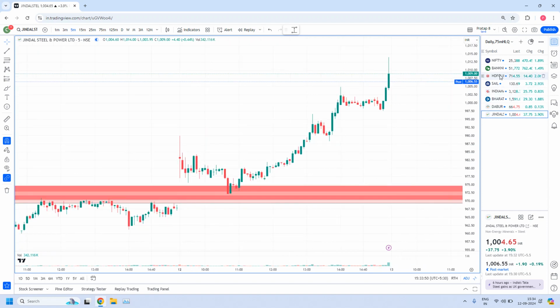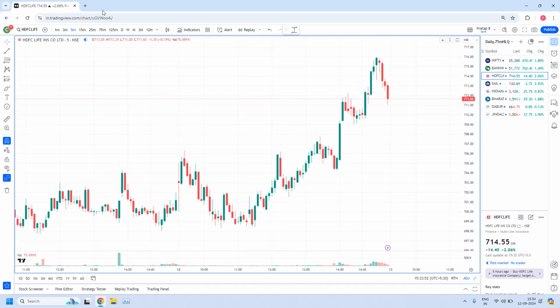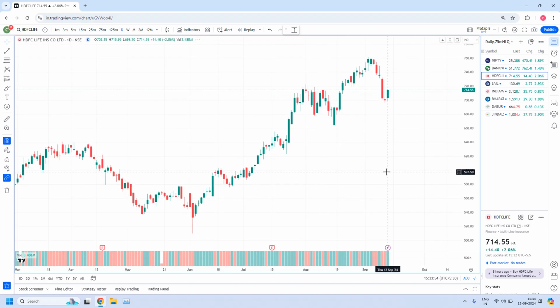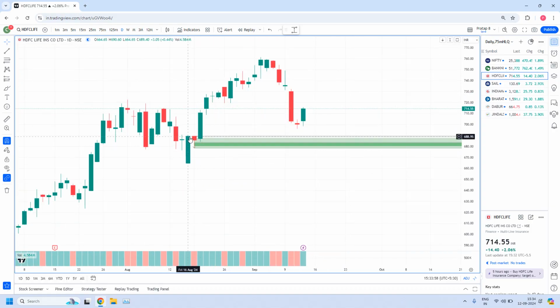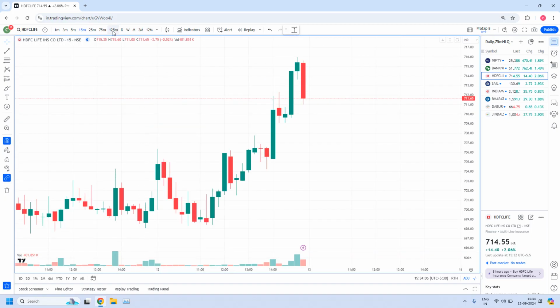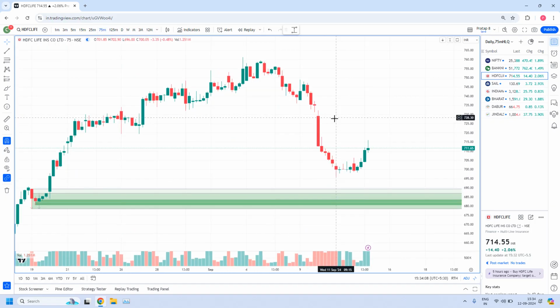And what about the remaining? So let's look into them one by one. First one is a daily high liquidity demand zone. That is HDFC Life. This is a rally base rally, newly created zone on 16th August. We have fine-tuned this zone with the 75 minutes time frame.